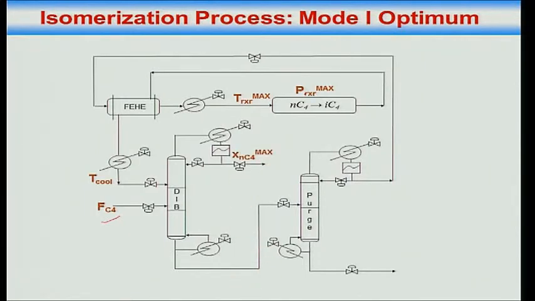Obviously you want the impurity that's allowed in your product. What is the impurity? NC4. That should be at its maximum limit. Yes or no? Anything else that you can think of that will have an economic impact?